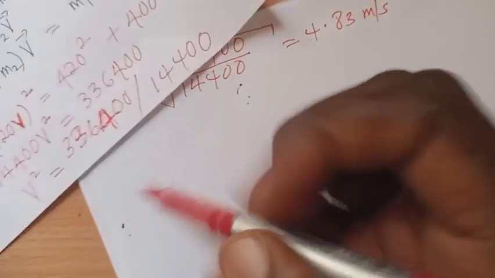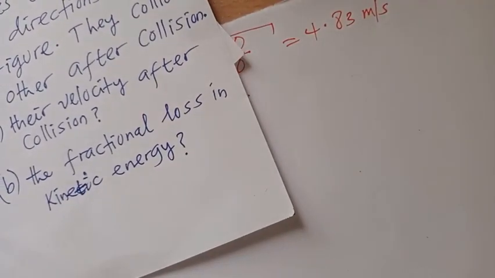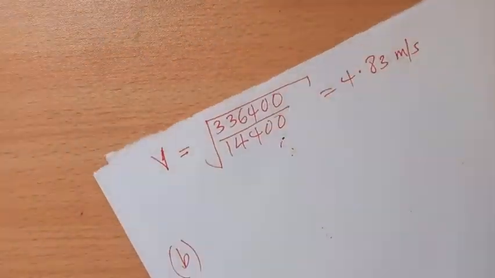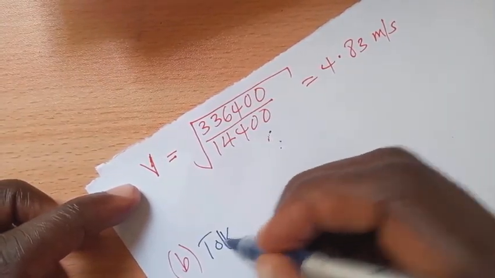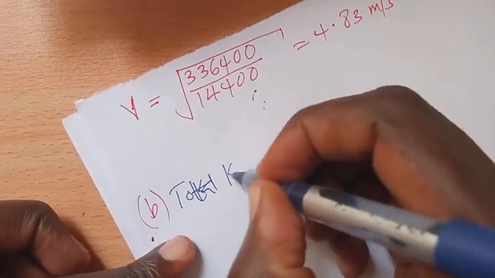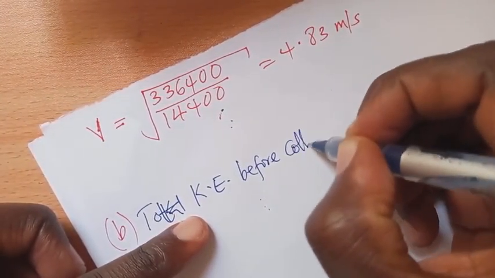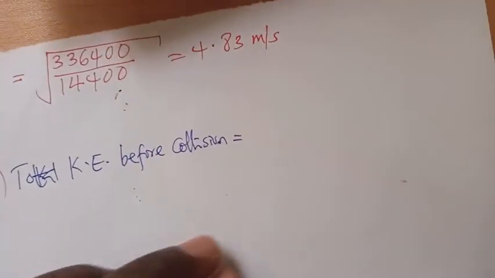For B, the problem says we should get the fractional loss in kinetic energy. Kinetic energy is not conserved, so we are going to get the total kinetic energy before collision. Total kinetic energy before collision is equal to the sum of the kinetic energies of A and B.